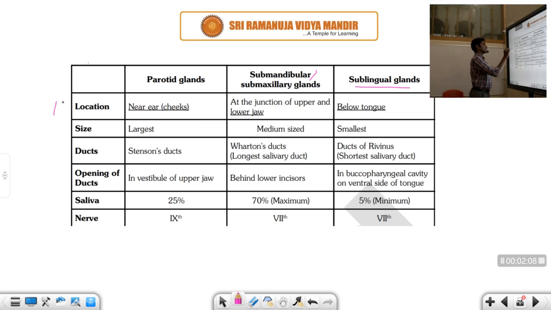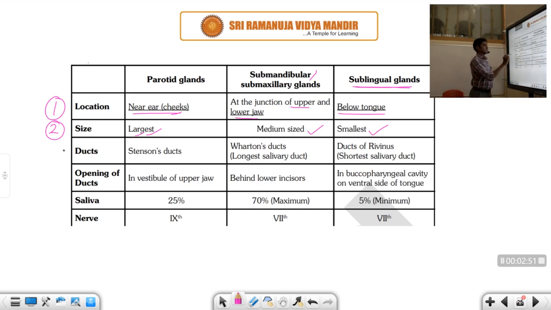Let us talk about the first point, location. Where is the parotid gland present? It is the largest gland, students. You can see it is near the ear, that means the cheeks. What is the location of the submandibular or submaxillary gland? At the junction of the upper and lower jaw, and it is medium sized. The sublingual gland is located below the tongue. Now our next point is size. The largest is the parotid gland, the submandibular or submaxillary is medium size, and the sublingual is the smallest.